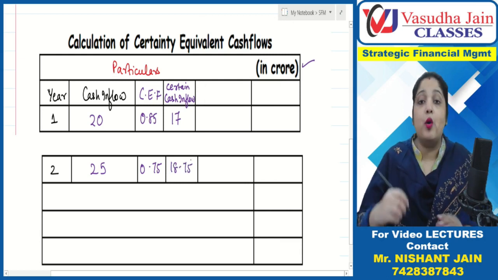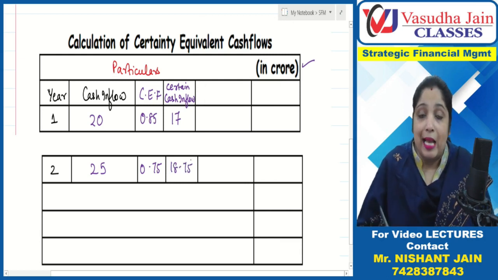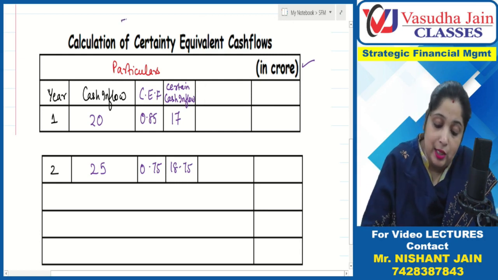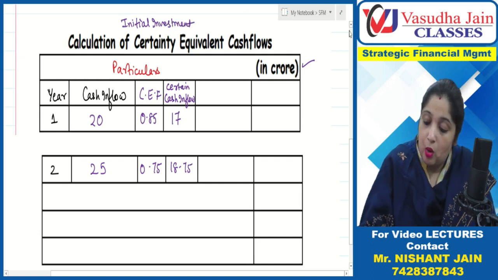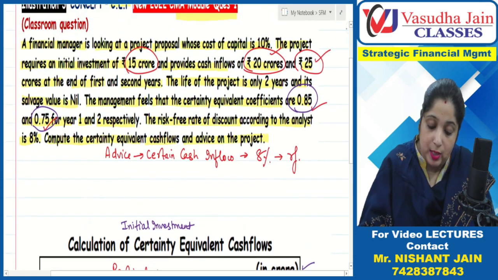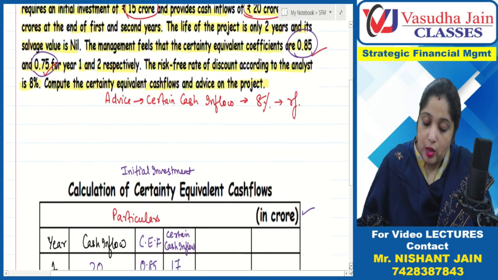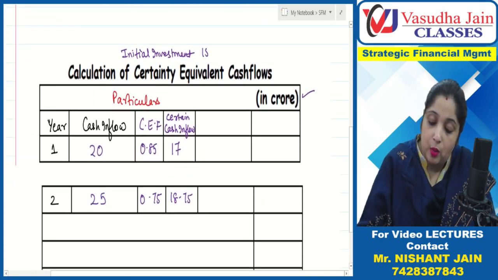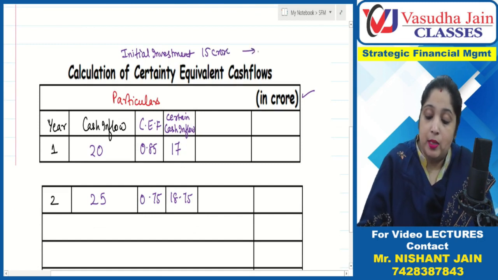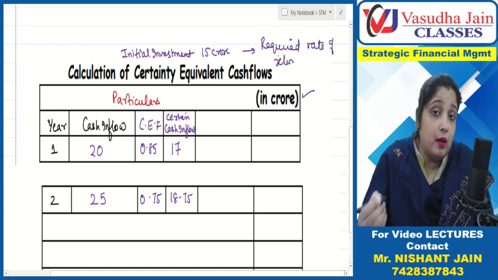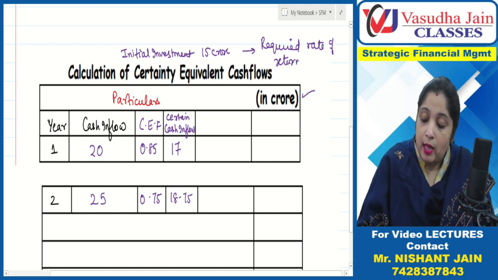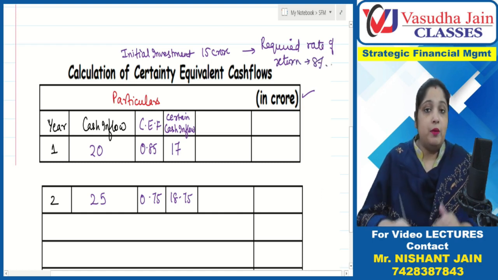18.75. Now our question will start: whether these cash inflows are after doing an initial investment of how much? Initial investment was, let us see how much, 15 crore. So after doing an initial investment of 15 crore, are we getting an 8% required rate of return? Required rate of return on risk-free returns is 8%. So are we getting 8% return or not?